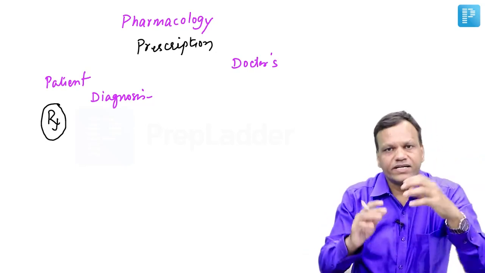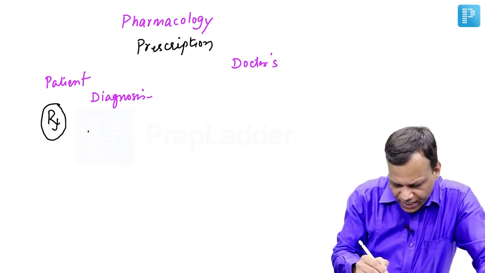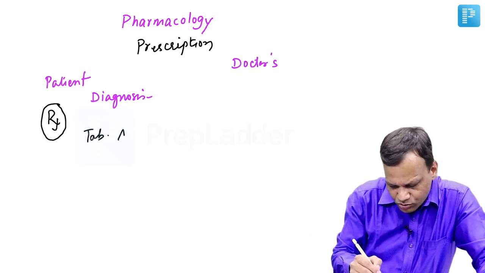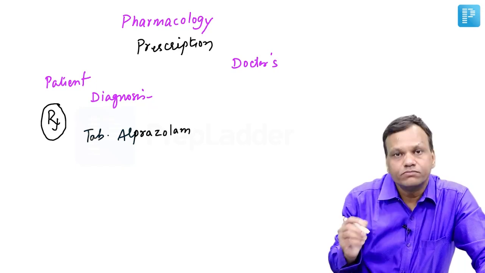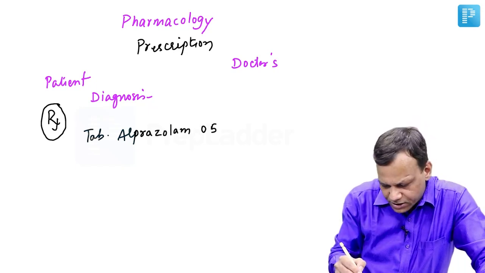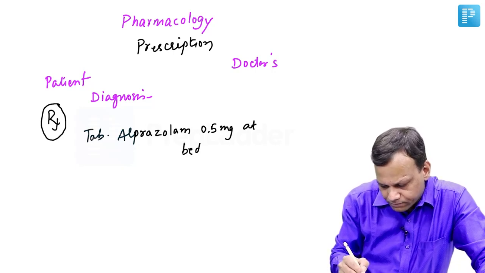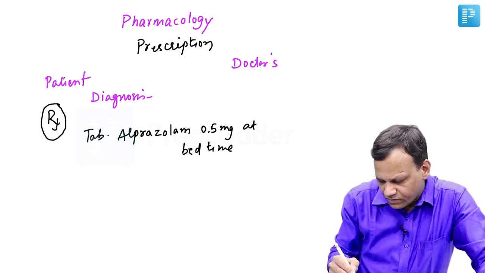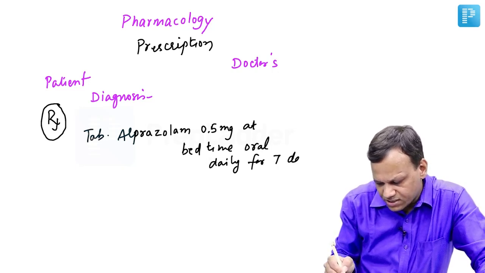Now the drug starts. Like suppose we are writing a prescription of any drug. Suppose we are writing a prescription of tablet alprazolam. Tablet alprazolam 0.5 mg at bedtime, oral, daily for 7 days. Suppose this is the prescription.